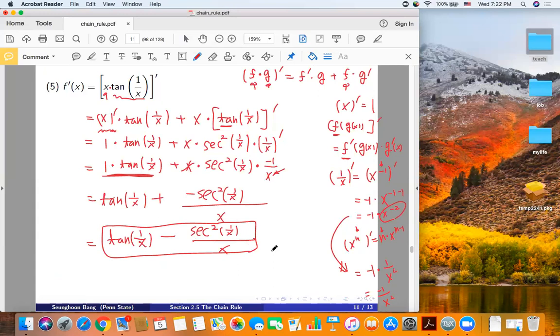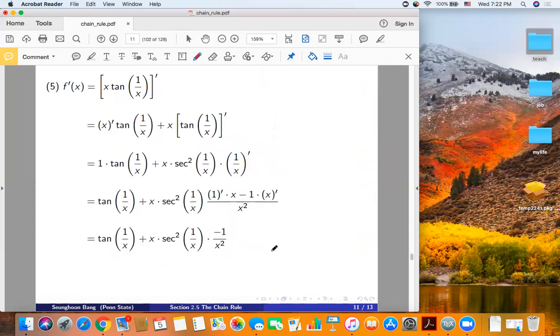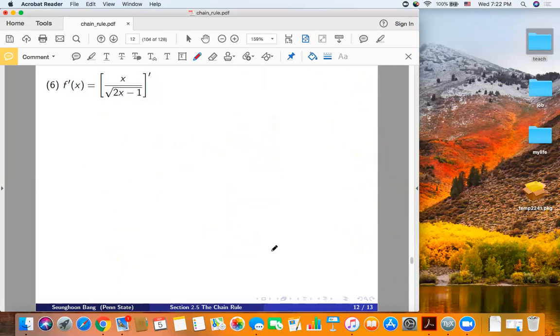This is the whole idea for solving this problem. Like this. So, sixth one. F prime of x is x over square root of 2x minus 1, prime. So, how can you solve this problem? You have to use the quotient rule first.